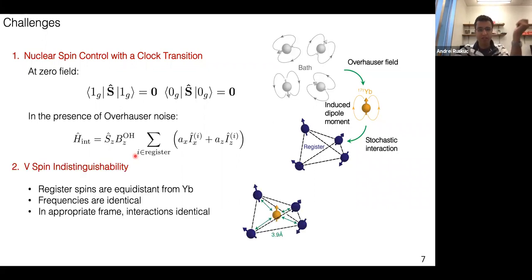And the second challenge is related to the position of these vanadium ions. Because all of these 4 register spins are equidistant from the ytterbium, they have identical frequencies, and they also have an identical interaction strength. This means that they're essentially indistinguishable regarding their interaction with the ytterbium. Therefore, we can't use a single vanadium spin to store quantum information, and we need to use the ensemble of spins to store information in some kind of collective state.